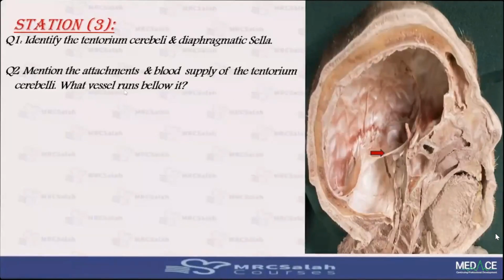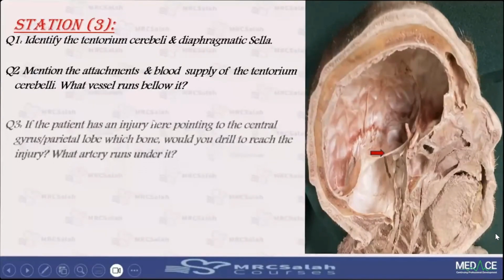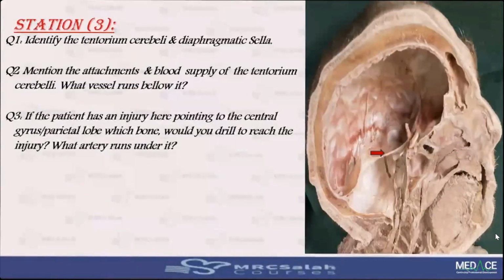So what vessel runs below the tentorium cerebelli? I believe the petrosal sinuses. Yes. If the arrow is here, it will be the petrosal sinus because it runs close to it or just below it. But we don't know where the examiner specifically put the arrow, or where he asked exactly. So you have to check the whole area just to be safe.